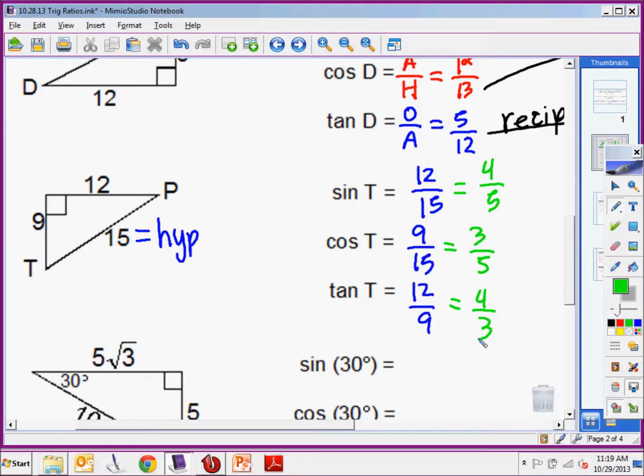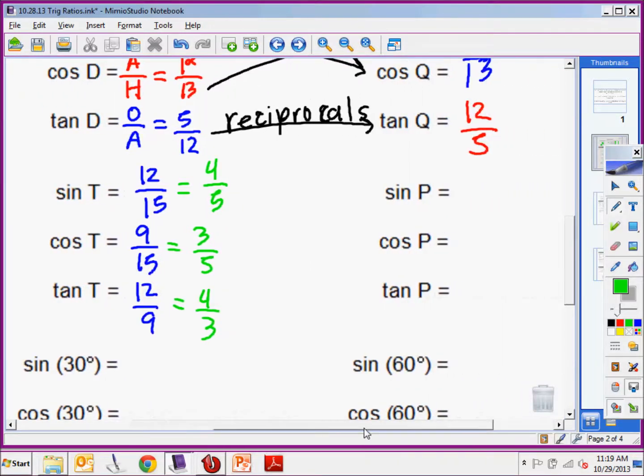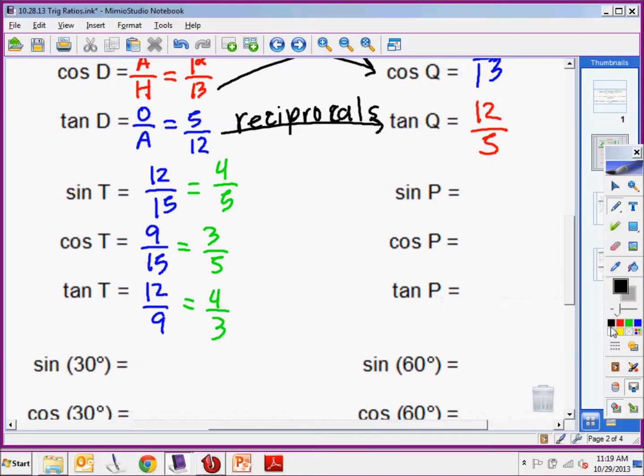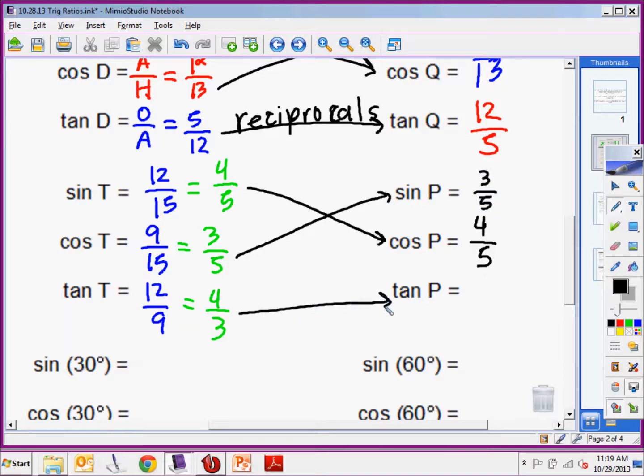So if I know all of this about T, can I use it to solve for everything about P? Do I really need the picture anymore? No. Because the sine of T becomes the what of P? The cosine. So what's the cosine of P? 4 over 5. The cosine of T becomes the sine of P, which is 3 over 5. And what happens to the tangent? It's the reciprocal. So it becomes 3 over 4.